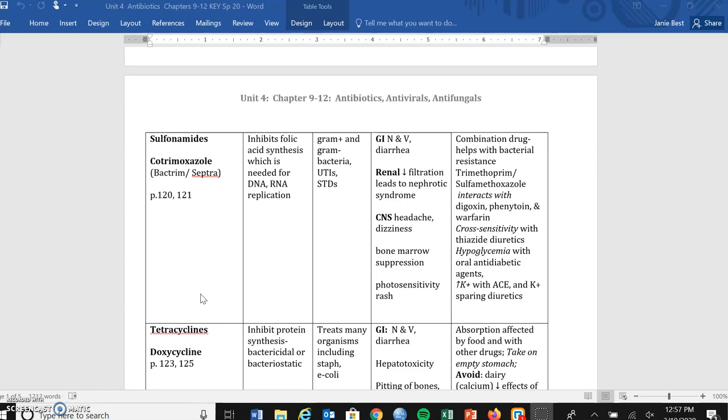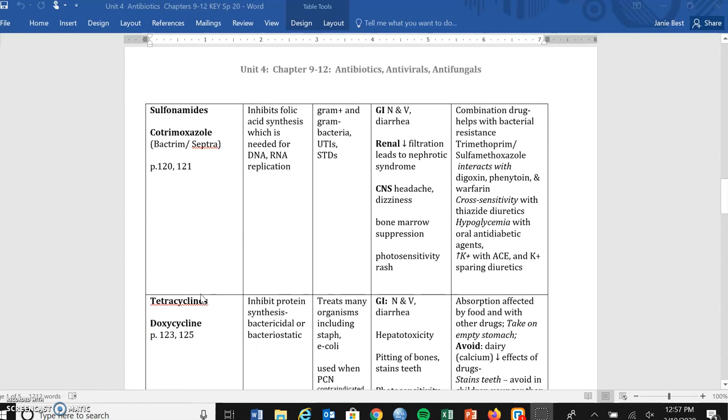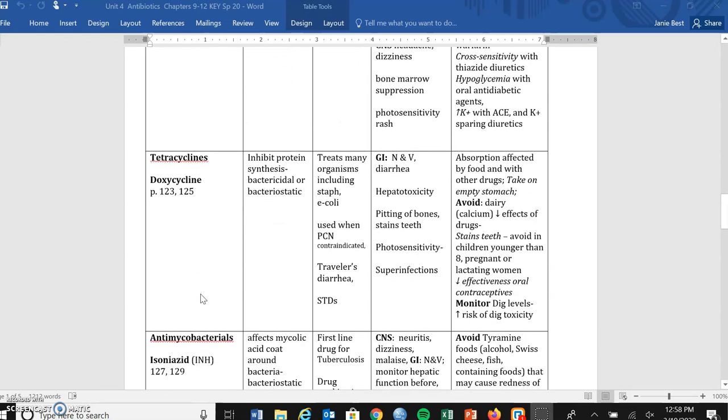This combination drug helps to reduce bacterial resistance to the drug, but the drug does interact with a lot of drugs. Please note the cross-sensitivity with thiazide diuretics and the increase in potassium levels with some drugs.